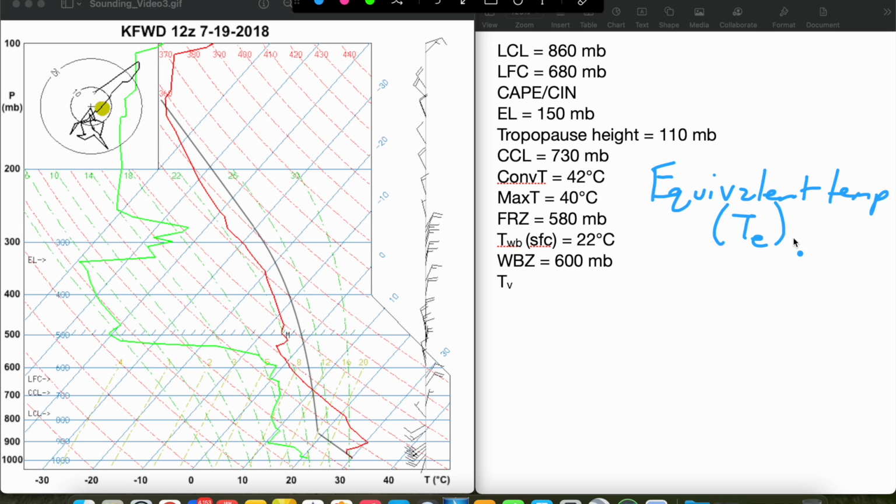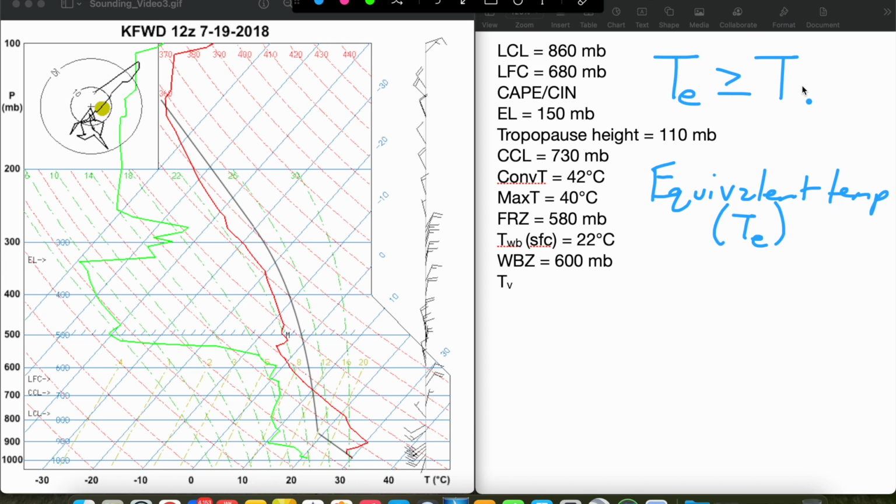So the equivalent temperature is basically the temperature that a parcel of air at a certain pressure level would have if all of its moisture were condensed out by a pseudo-adiabatic process. So in simpler terms, you're just taking a parcel, you're squeezing all the moisture out through condensation, and when that happens, the latent heat of condensation itself heats the air parcel. So because of that, the equivalent temperature is always going to be greater than or equal to the actual air temperature. And the way we find the equivalent temperature is we first find the LCL at a given pressure level.